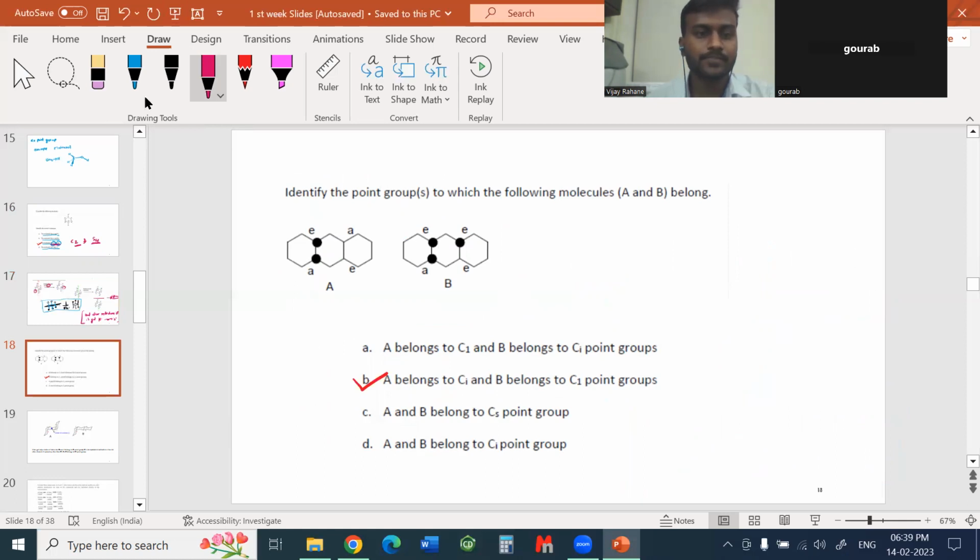Here they have given: identify the point group to which the following molecules A and B belong. These molecules are given, and we need to identify the point group, right? They have shown the molecules as planar, but this is a 2D diagram, so we need to draw this into the boat form. For that purpose, we'll first draw this molecule.